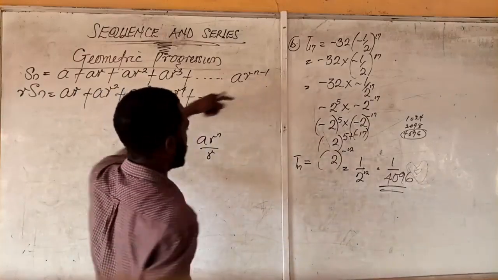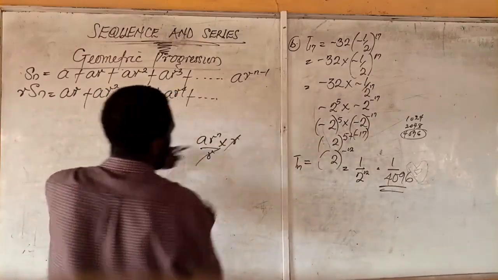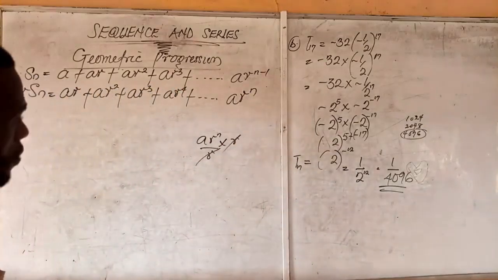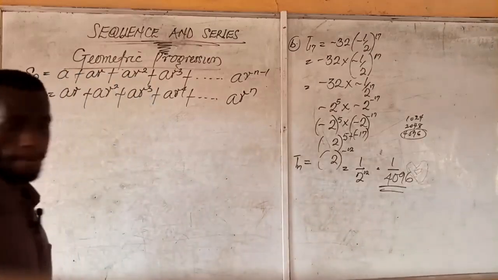Raised to the power minus 1 means over R. So times R. What does that give me? AR raised to the power n. Alright, now what do we do from here?